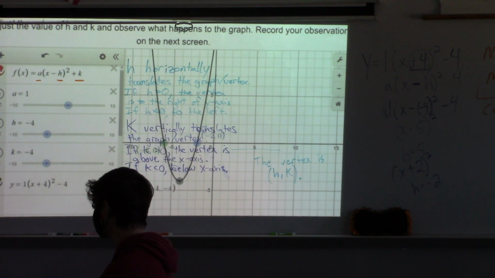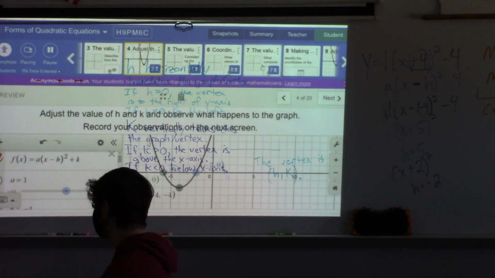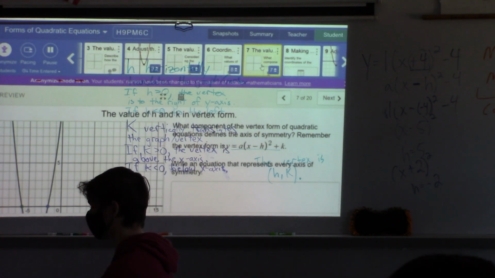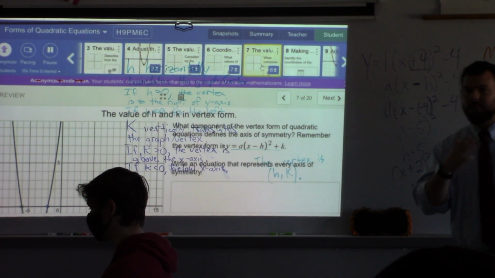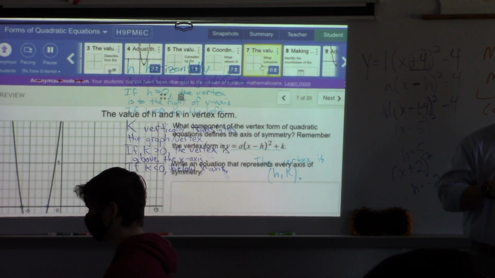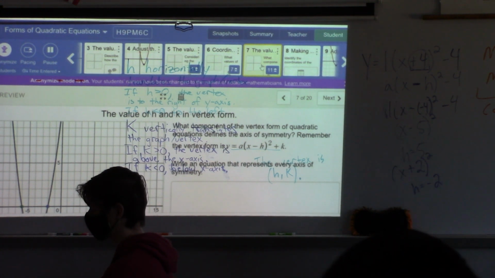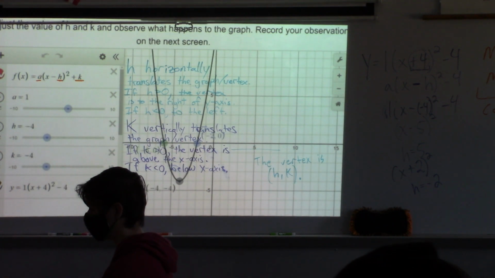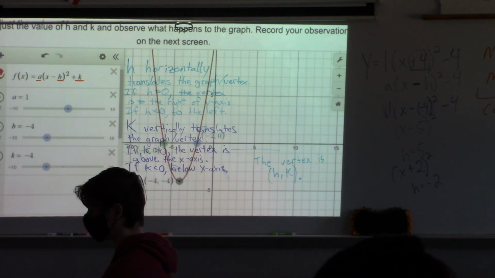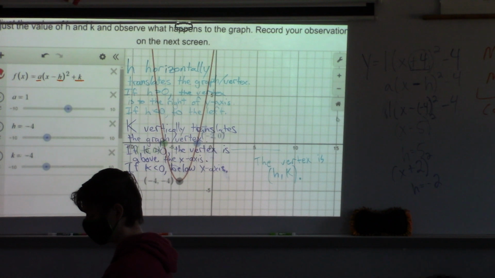Alright, last detail here. I know at least one group, group 4, came up with an equation for the axis of symmetry. Did anybody else come up with the equation for the axis of symmetry? So this is slide 7. We were working on it. Alright, so group 4, talk us through what you did for the axis of symmetry. What equation did y'all come up with?